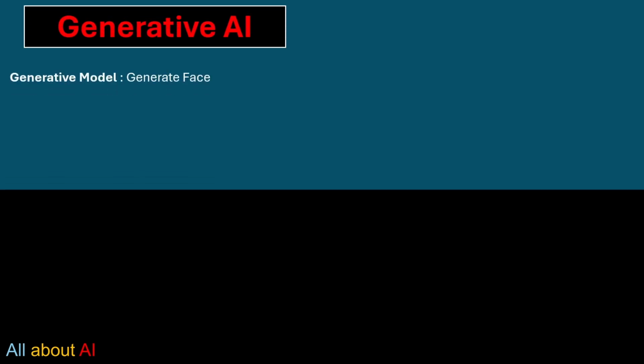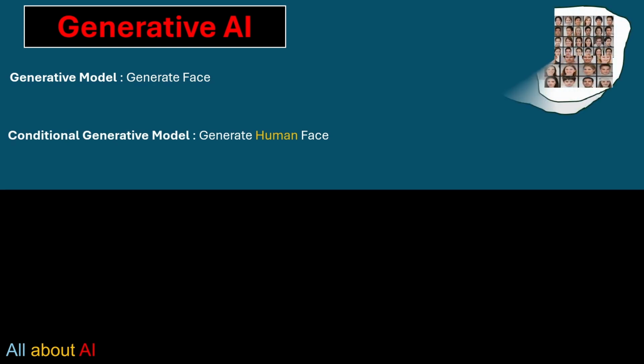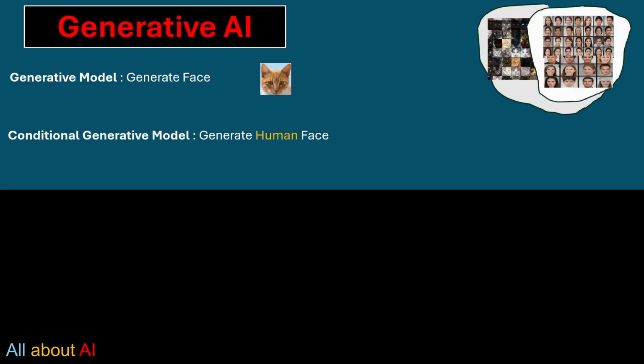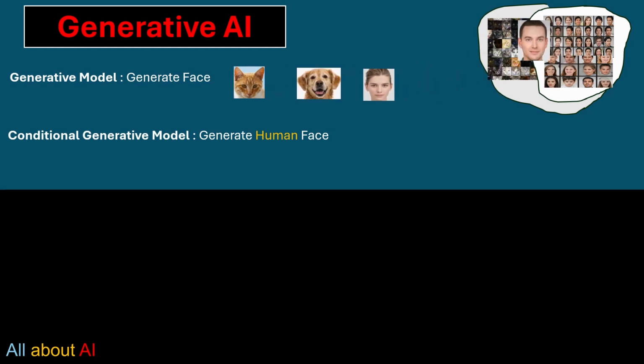Now let's dive into another example from the world of images. In generative AI, if I ask the model to generate a face, I'll get unique new faces each time. It could be a cat, it could be a dog, or it could be human face. But at the same time, I can also do a conditional generative model. Here I can say, give me a human face. So this time, model will generate brand new human faces.